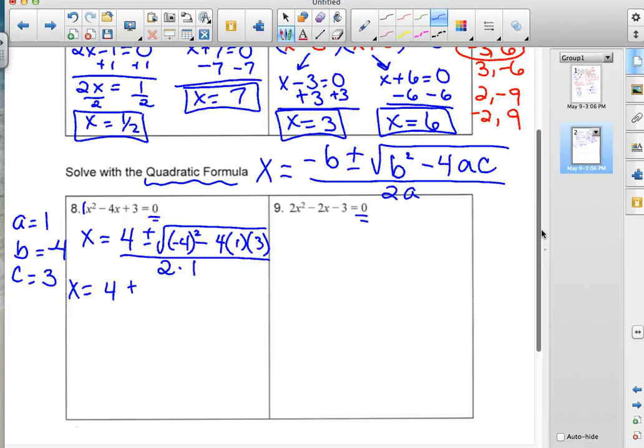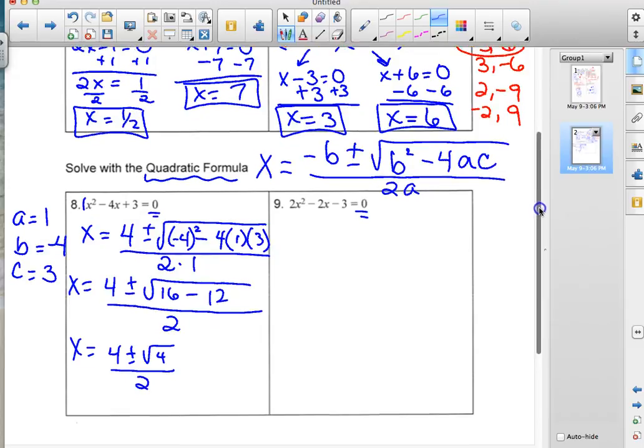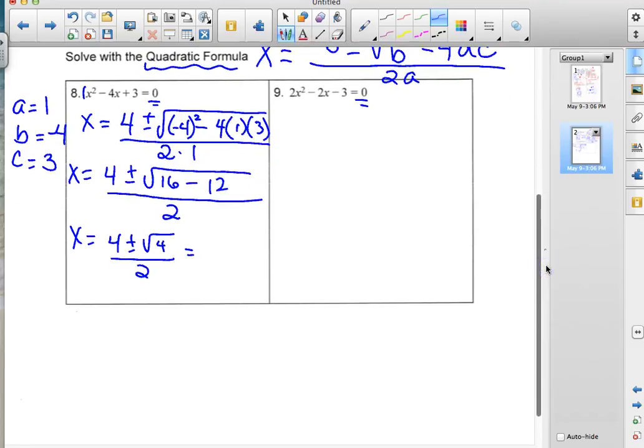Simplifying, we have 4 plus minus the big square root symbol. On the bottom, we have 2 times 1, or 2. Inside that square root, the first thing we have to do is take the negative 4 and square it, which gives us a positive 16. We are then subtracting the quantity 4 times 1 times 3, which is 12, and 16 minus 12 is 4. So x equals 4 plus minus the square root of 4 divided by 2, which is 4 plus minus 2. If we square root that 4, we just get a plain 2, divided by 2.